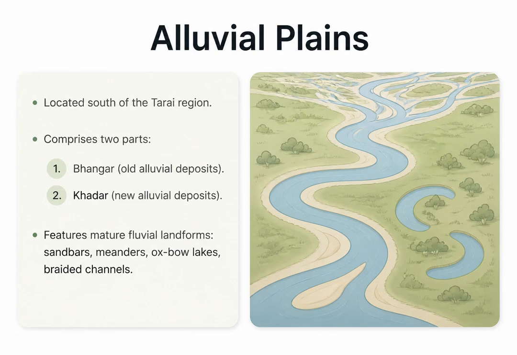Moving further south from the Terai, we enter the vast alluvial plains. This area is subdivided into two main categories based on the age of the soil: the Bangar, which consists of older alluvial deposits, and the Khadar, which is made of newer deposits. Because the rivers here are flowing slowly across flat land, these plains exhibit mature fluvial, or river-created landforms. You'll see features like sandbars, winding meanders, curved oxbow lakes, and complex braided channels.